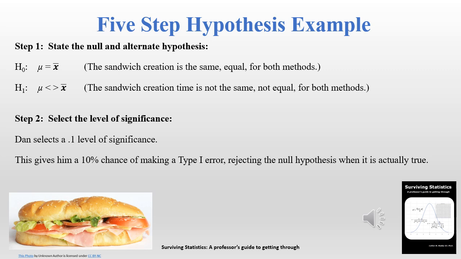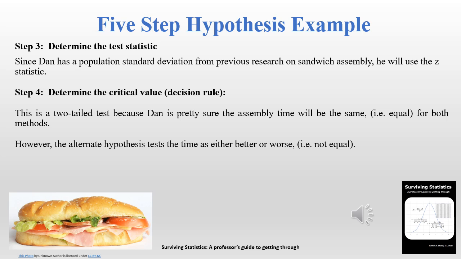Step number 2 is to select the level of significance. Dan selects a 0.1 level of significance. That means there is a 10% chance of him making a type 1 error and rejecting the null hypothesis when it's actually true. Step number 3 for Dan is to determine the test statistic. From his previous substantial research, he already has a population standard deviation, and so that means he can use the z statistic. Next, he's going to determine step number 4, the critical value or the decision rule.